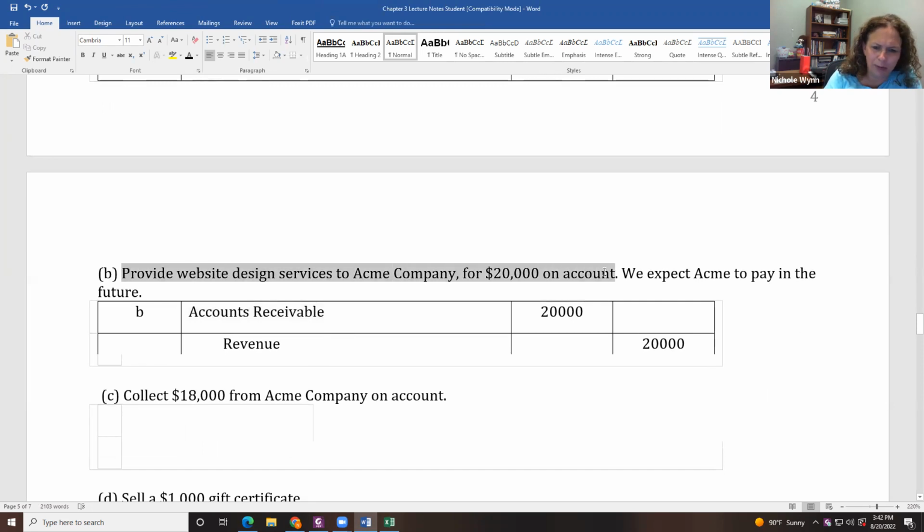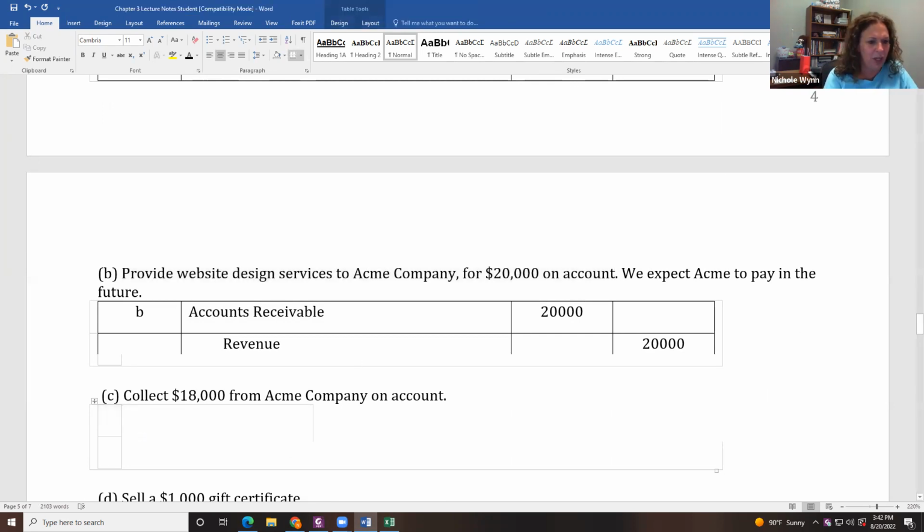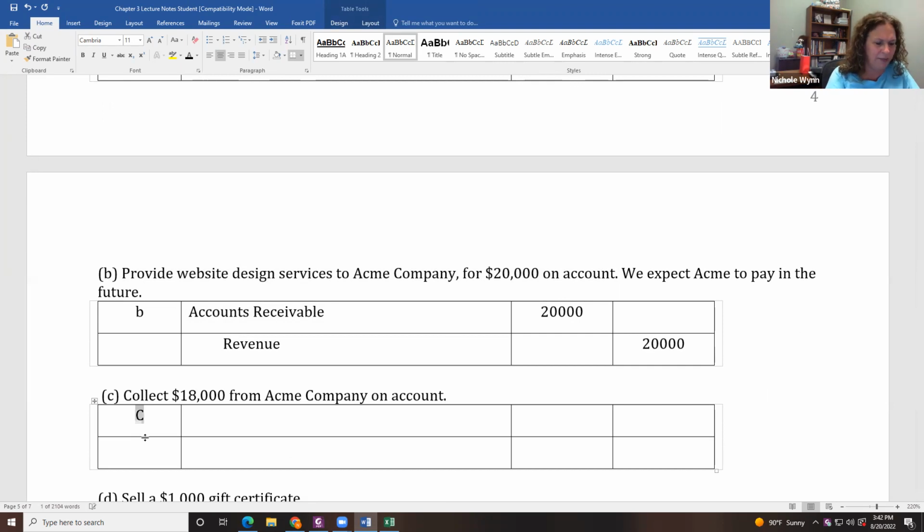Okay, on transaction C, it looks like we're going to collect 18,000 from Acme. Acme is these people. We sent them a bill in the mail for 20. They're only giving us 18. We're probably going to pick up the phone and be like, what up? Why did you only give me 18? But we are going to record that we are collecting 18. So we are going to get 18,000 in cash. So we are receiving 18,000.